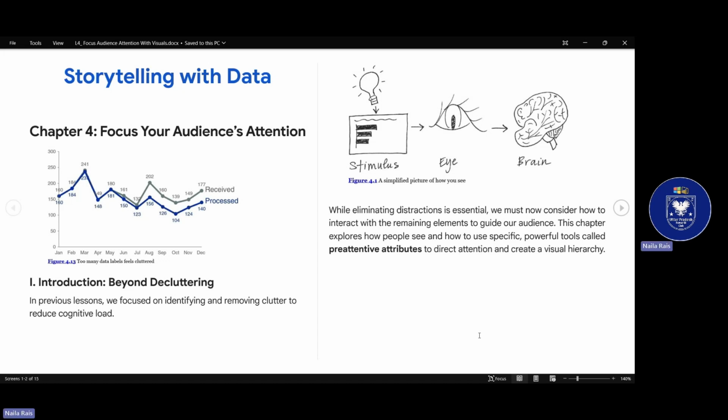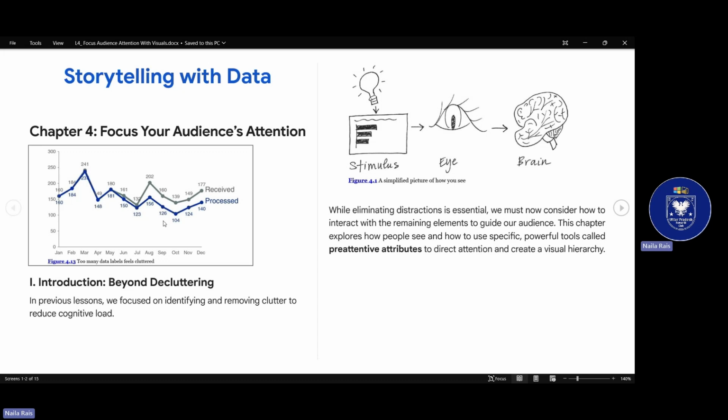If I look at figure 4.13, it's difficult for me to understand what the main focus point is here. Are these all blue dots or all gray dots? I cannot find my intended data here. Too many data labels feel cluttered. So this information looks cluttered.